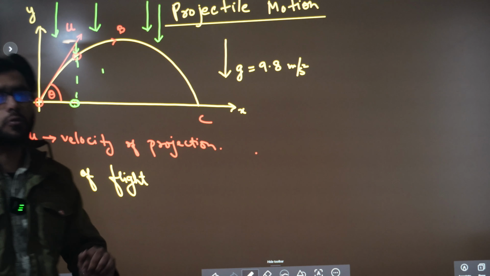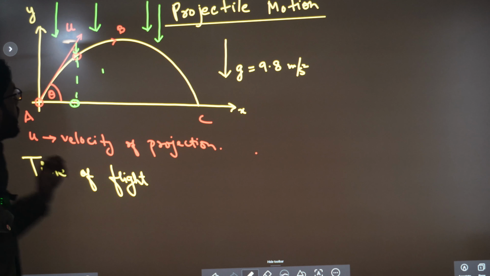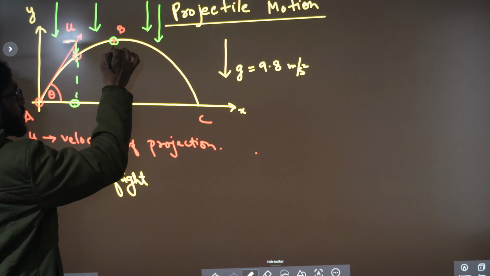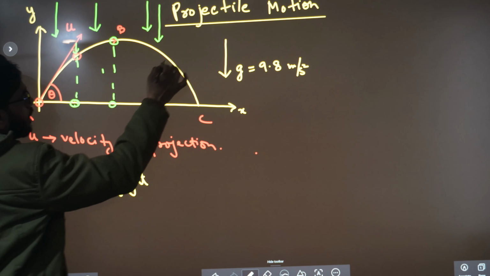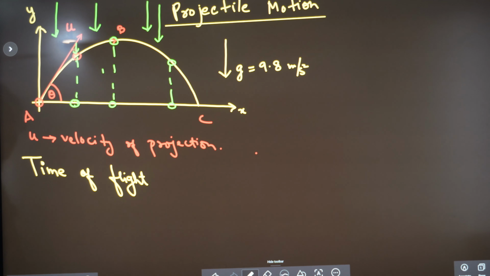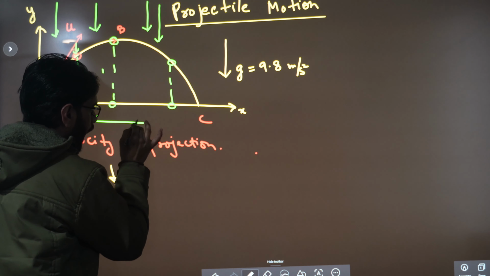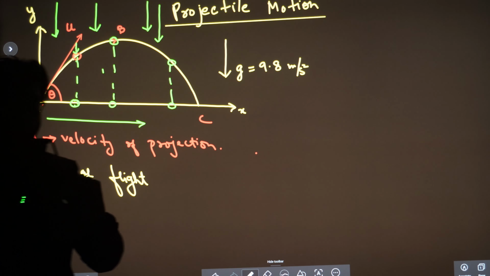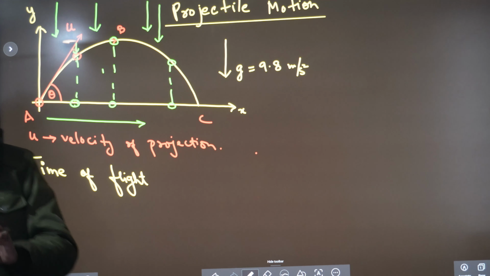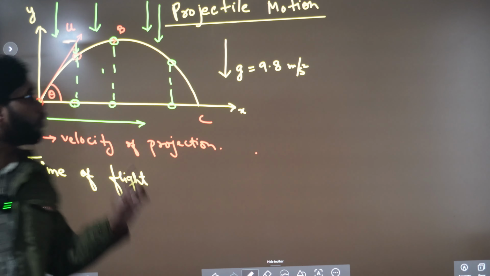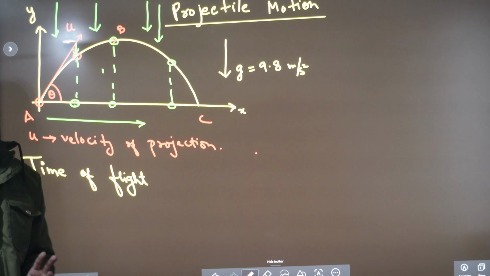How will the shadow move? Now think like this. When the particle is at the topmost point here, its shadow will be here. When the particle is here, its shadow will be here. So the shadow will move along this line, and the particle will move in a parabolic path. Movement of the shadow is one-dimensional motion, and movement of the particle is two-dimensional motion.